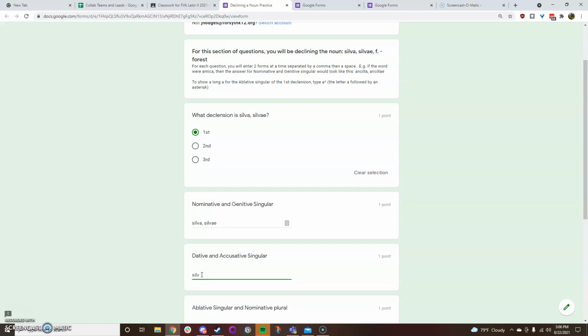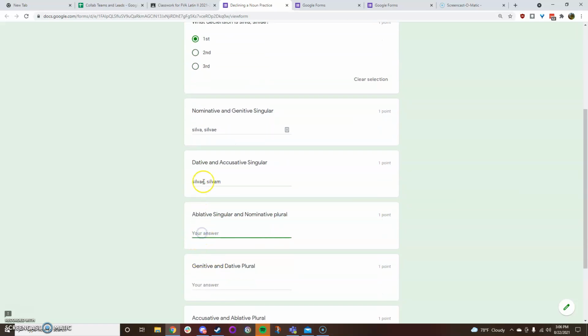The dative singular ending just happens to also be AE. Accusative singular is silv, that's your stem, AM is the accusative singular ending. Make sure you're putting all your answers in lowercase. Google Forms is finicky with cases. I'm going to try and find a solution for that in the future, but until then, just by default, do everything lowercase unless told otherwise.